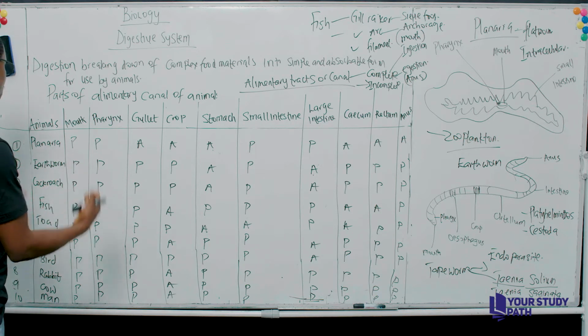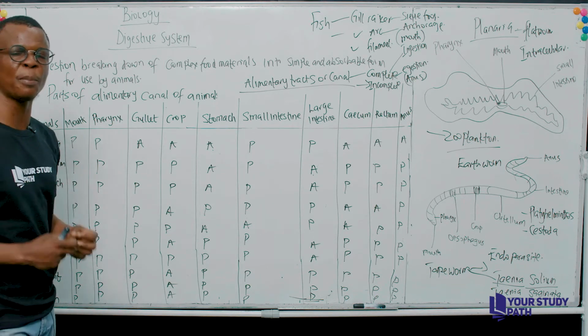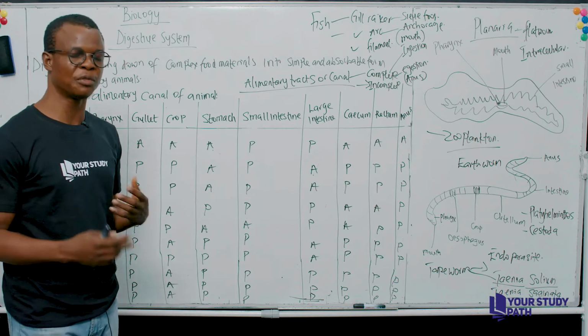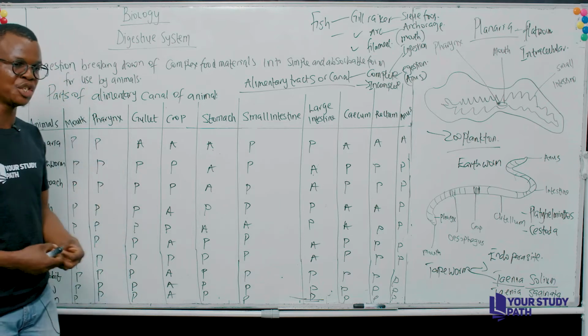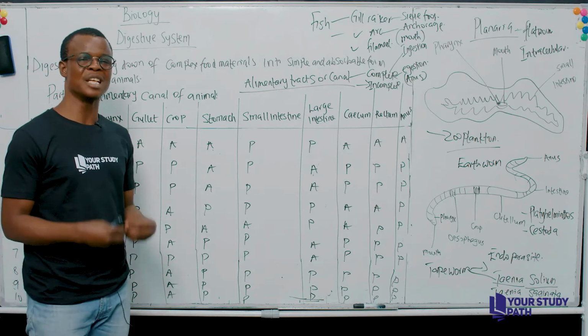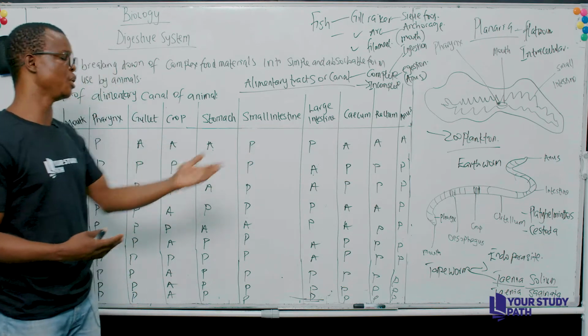Once the food moves from the mouth to the pharynx, down to the gullet, to the stomach, and small intestine, where proper breaking down of the food is done, after it has been broken down, the essential nutrients are absorbed in the body, and the undigested food materials will eventually leave through the anus.